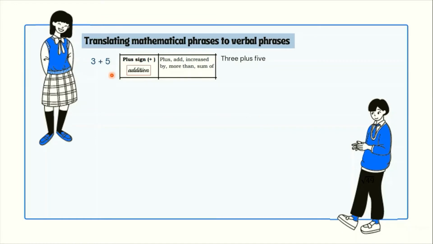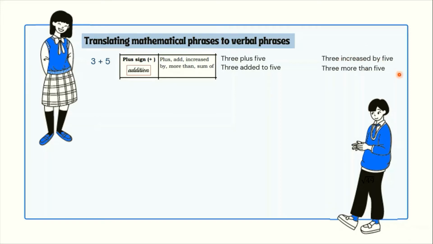This is the most common way on how to read this mathematical phrase. 3 plus 5. Aside from that, pwede rin natin siyang basahin as 3 added to 5. So, we use added to. Pwede rin naman na 3 increased by 5. Increased by, nadagdagan. 3, nadagdagan siya ng 5.